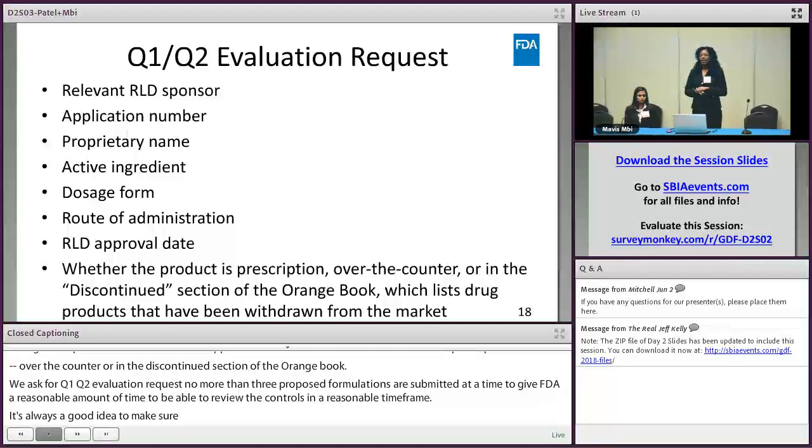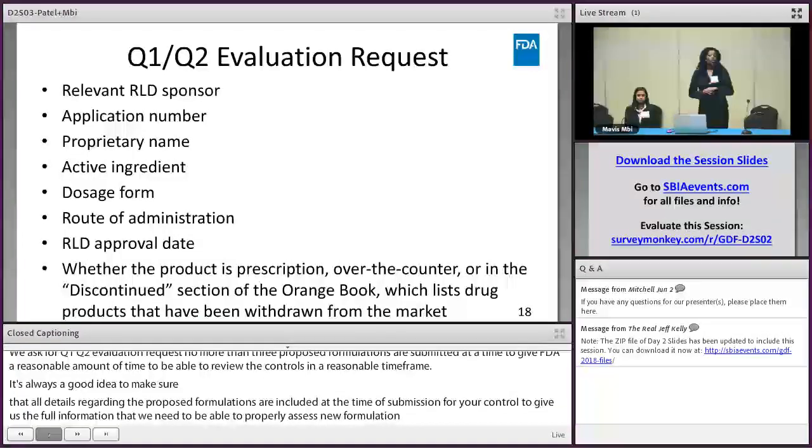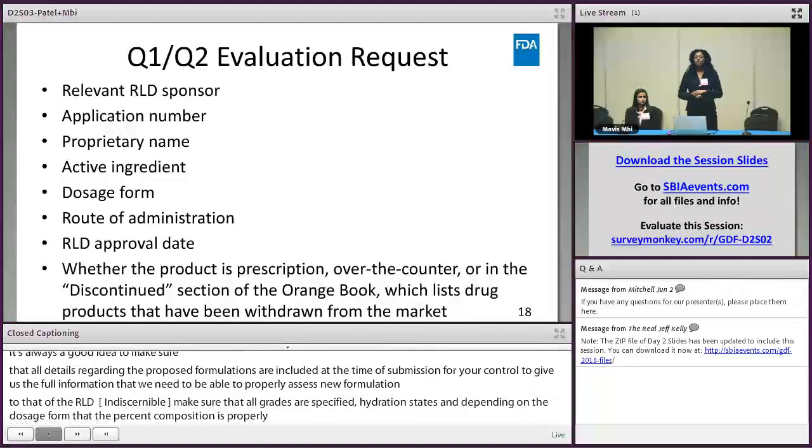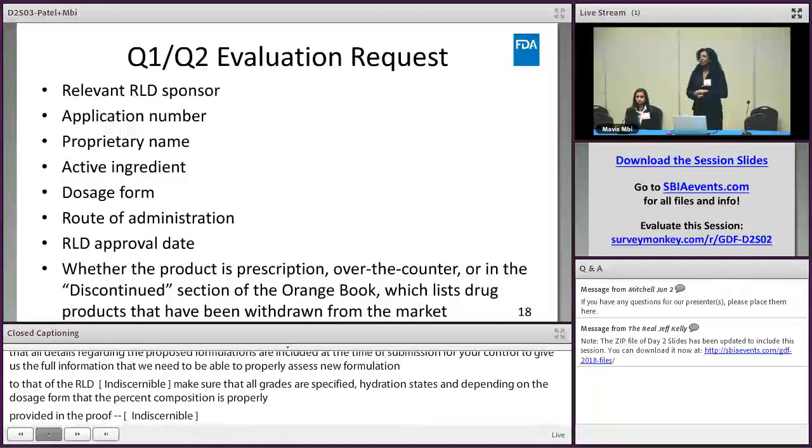So for instance, for active ingredients, do make sure that all relevant salt forms are indicated in the control. For inactive ingredients, make sure that all grades are specified, hydration states, and depending on the dosage form, that the percent composition is properly provided in the proposed formulations that you submit. The same goes for IID justification and inactive ingredient evaluations. Do make sure that they reference a relevant RLD specific to the strength and dosage form, for us to be able to conduct a proper review for the inactive ingredient assessment.